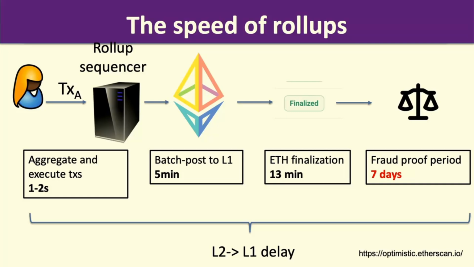Can you explain it? I have money on Optimism. After 13 minutes, can I right away deposit it in a Uniswap smart contract, or do I need to wait 7 days? You need to wait 7 days, because the Uniswap smart contract has no idea whether the fraud proofs will succeed or not.